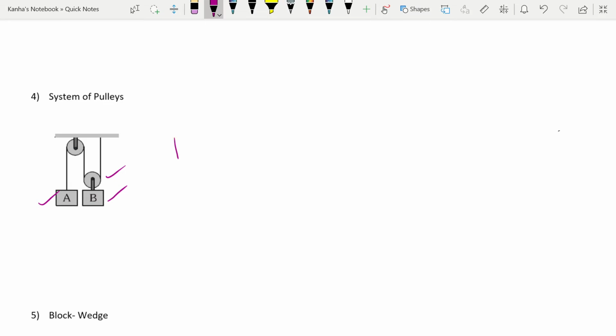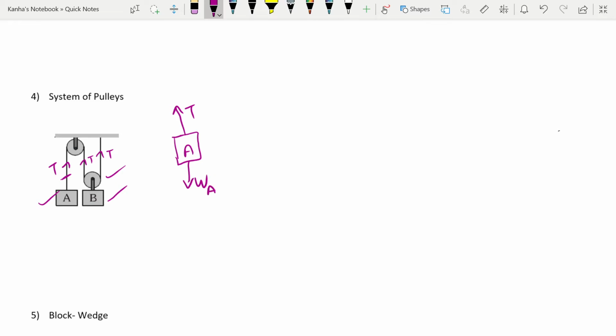So for the A block, what do you have? How many contacts does the A block have? It has only one contact. So I'll first make the contact force, tension. And what is the non-contact force here? It's its own weight, WA.